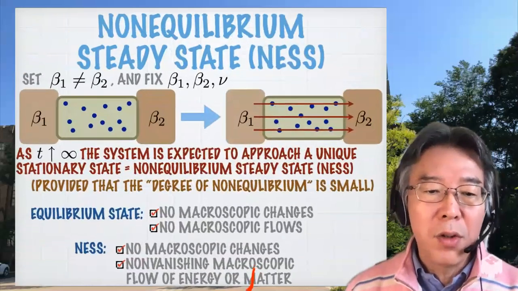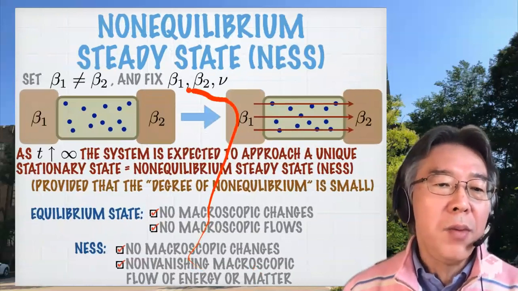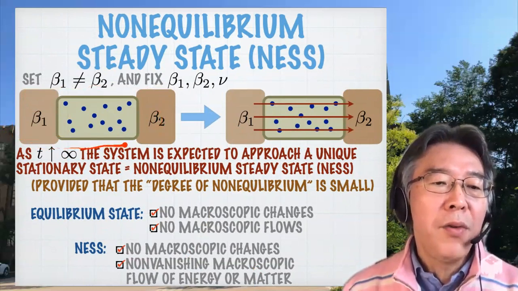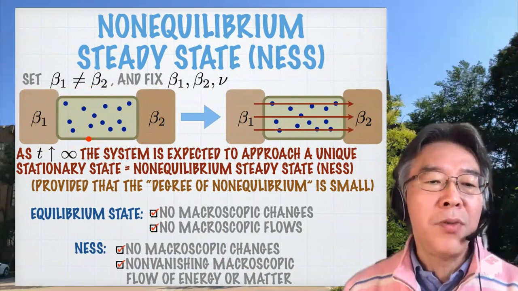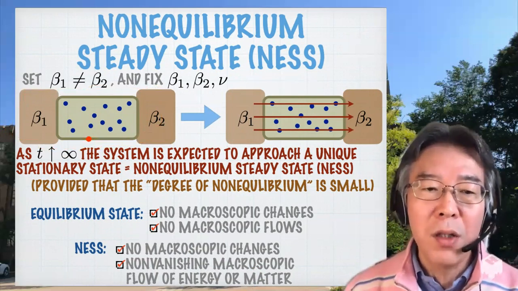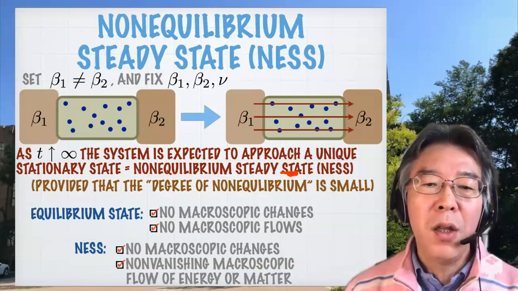Now, I want to look at a non-equilibrium situation. In the same setting, let's suppose that the temperatures of the two baths are different. If you fix beta 1, beta 2, and the parameter nu, then it is expected that after a long time, the system approaches a unique stationary state, which we call non-equilibrium steady state, NESS.